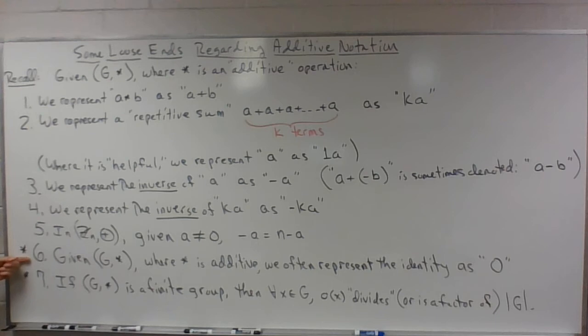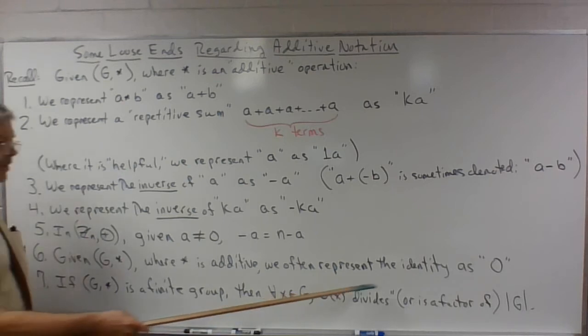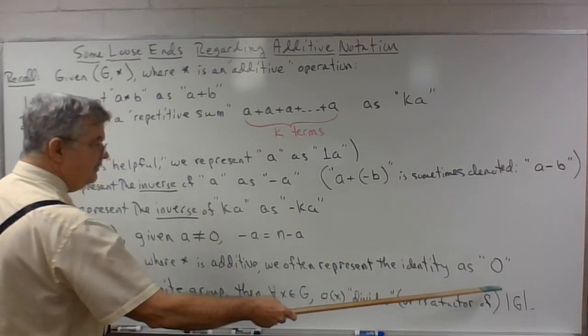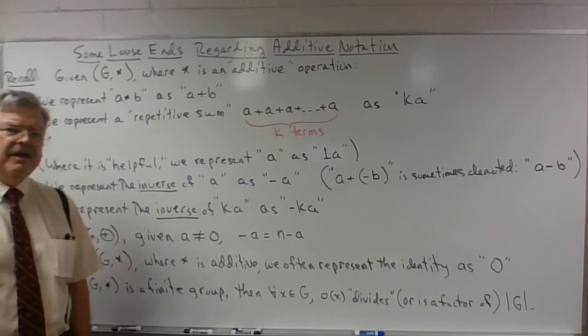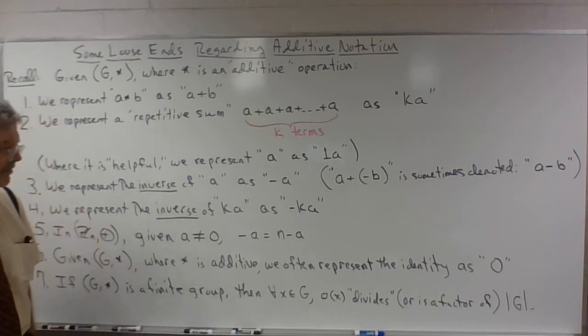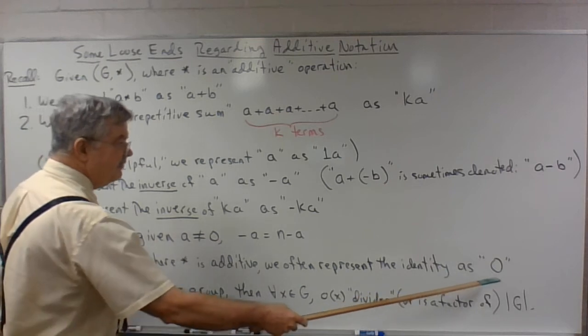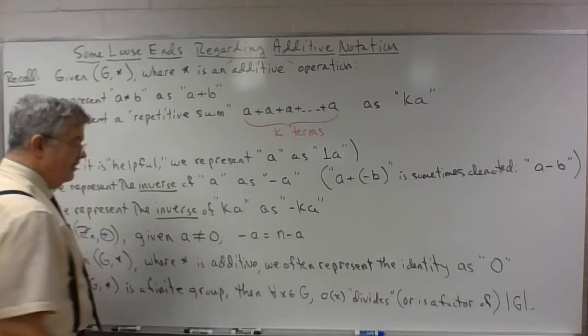Here's a new observation, something I should have mentioned last time. Given a group G star, where star is additive, and therefore we use the plus sign as the additive operation, we often represent the identity as 0. So if we have a group with the additive operation, typically, I won't say always, but typically we represent the identity in a group that has the additive notation as 0.